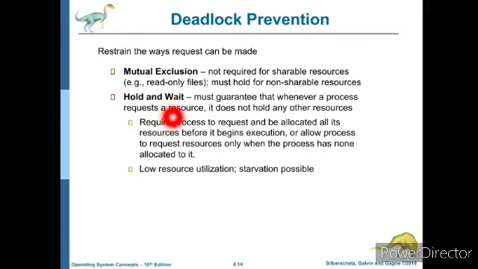To ensure that the hold and wait condition never occurs in the system, we must guarantee that whenever a process requests a resource, it does not hold any other resource. That is, one protocol we can use here requires a process to request and be allocated all its resources before it begins execution. We can implement this provision by requiring that system calls requesting the resources for a process.